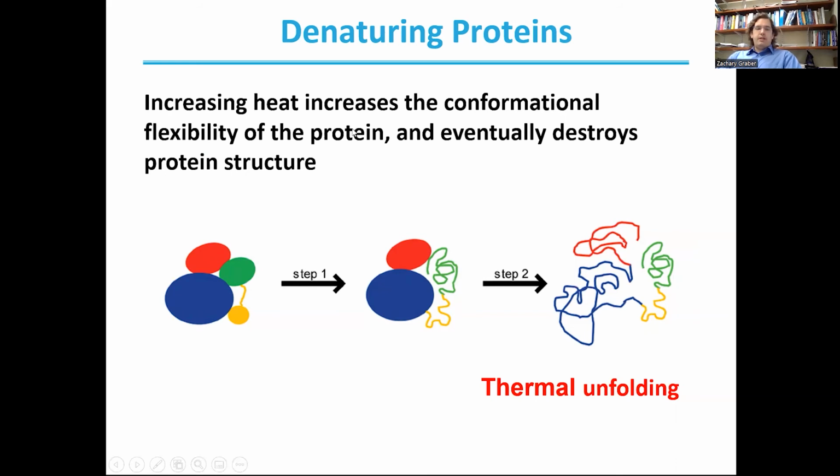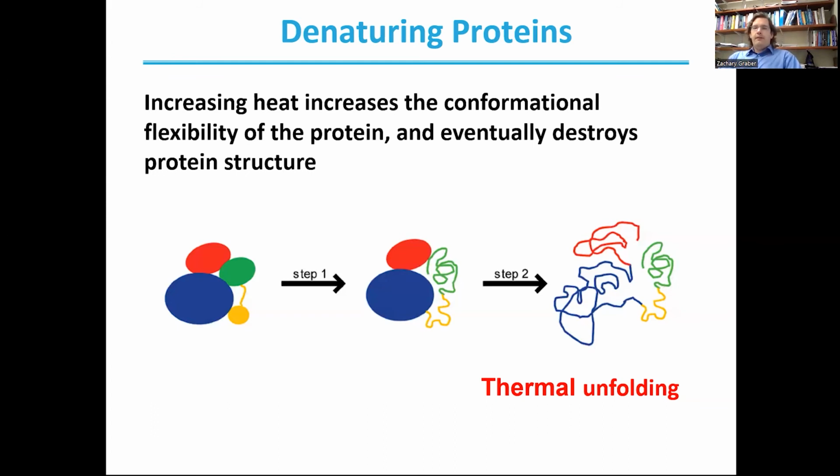So how does heat actually break up our protein structure? Well, it does it by increasing the conformational flexibility of our protein, right? So one thing that we learn about in Gen Chem is that heat, of course, increases the kinetic energy of our atoms and our molecules, right? So as you add that heat, our molecules and our atoms start jiggling around more. They're trying to explore different conformations.